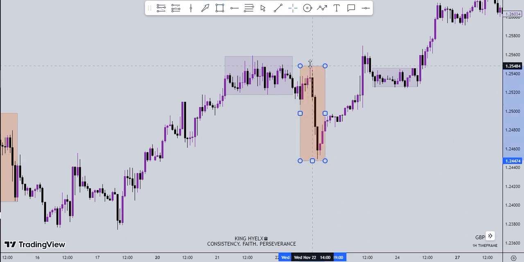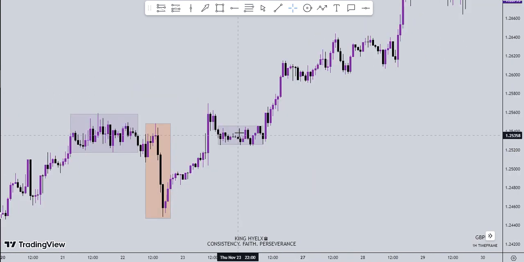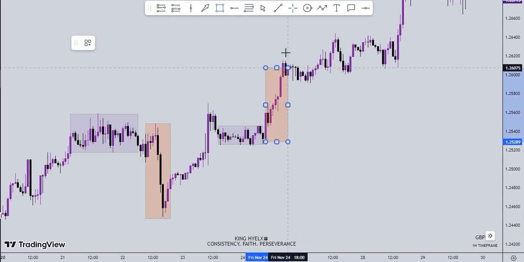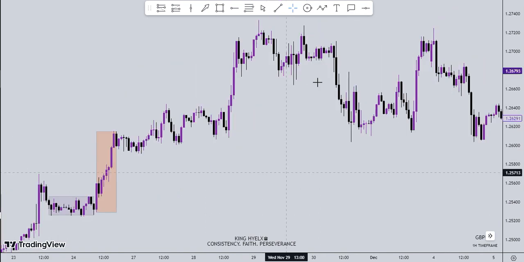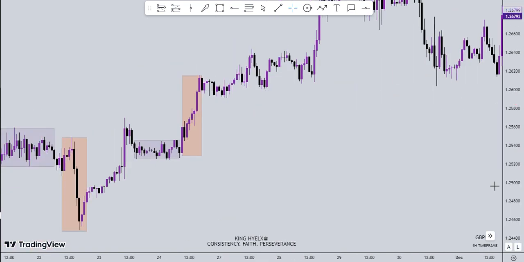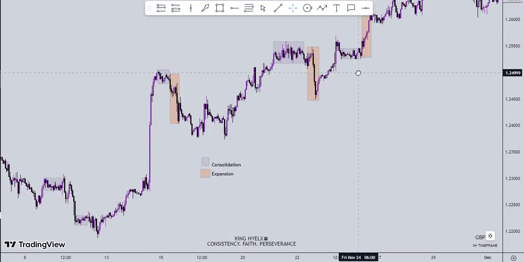So that's an expansion, right? Level of equilibrium, consolidation, right? So what do we have? Expansion. So you see how I said at any time of the market, price is doing any of those four things, and it is two already. So consolidation, expansion, consolidation, expansion, consolidation, expansion.